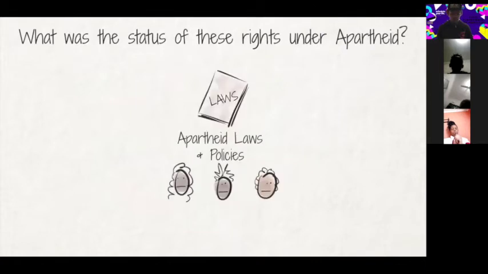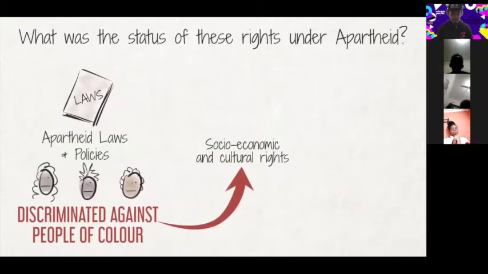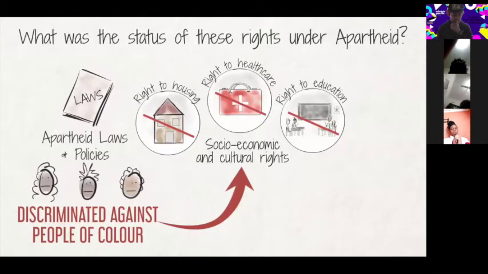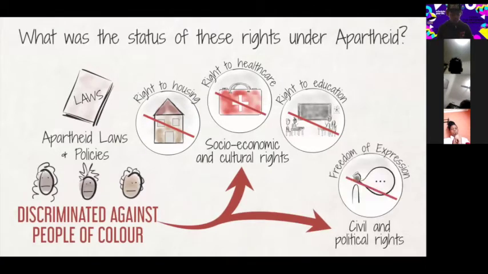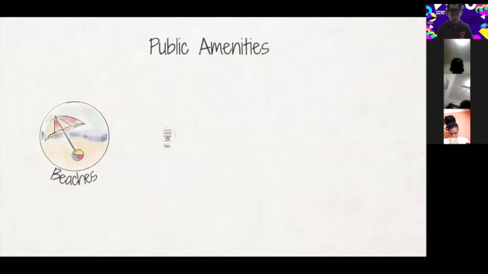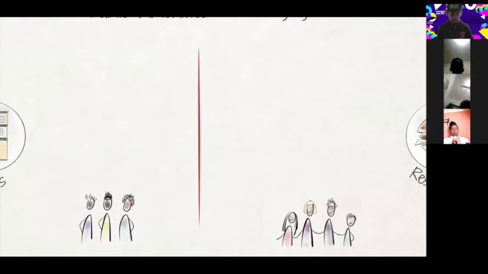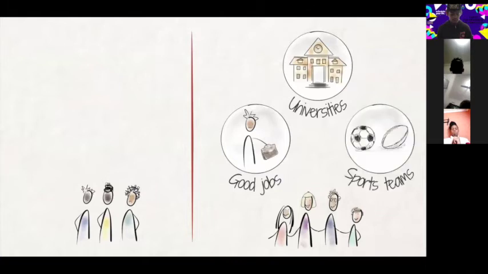Apartheid laws and policies discriminated against people of color in every area of life. Unequal treatment with regard to socio-economic and cultural rights such as housing, healthcare, and education, for example, were routine. Civil and political rights, like the freedom of expression, were also severely limited. Public amenities like beaches, hotels, restaurants, and even toilets were segregated. A university education, good jobs, or participation in national sports teams were out of reach for the majority.